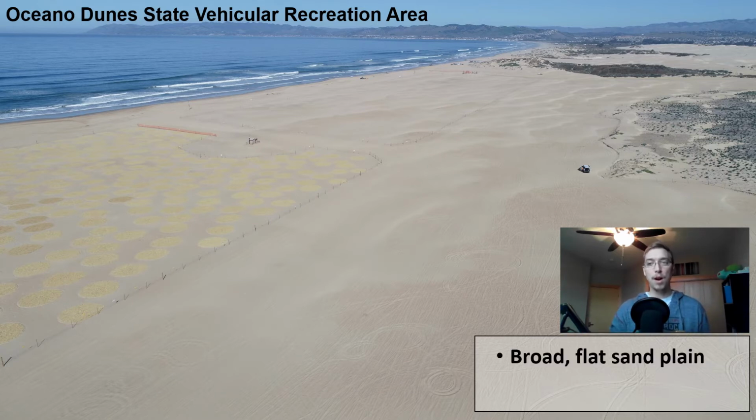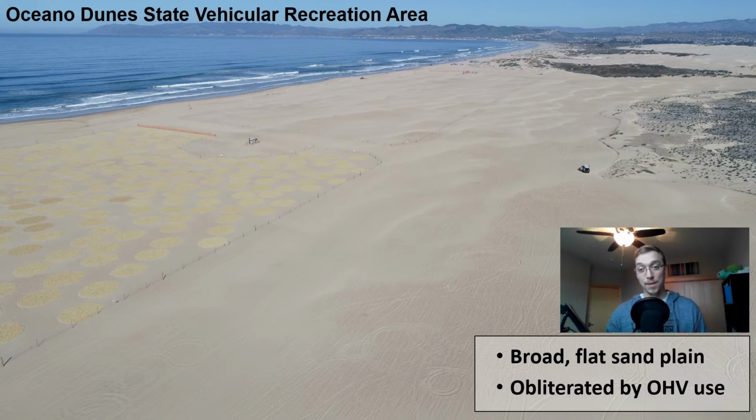So we can see here the broad flat sand plain, and why, you might ask? Well, it's been completely obliterated by decades and decades of OHV, which stands for off-highway vehicle, but you could also say quad, four-wheeler, ATV, all-terrain vehicle. They all kind of mean the same thing. And camping. So it's been just obliterated by years and years and years of us using this system. So the dunes that we saw in that last image should have been basically throughout this whole stretch of coast.